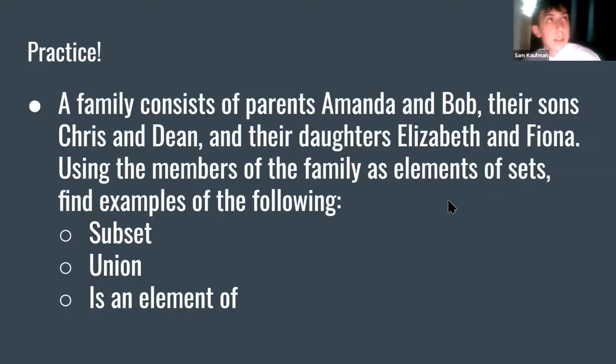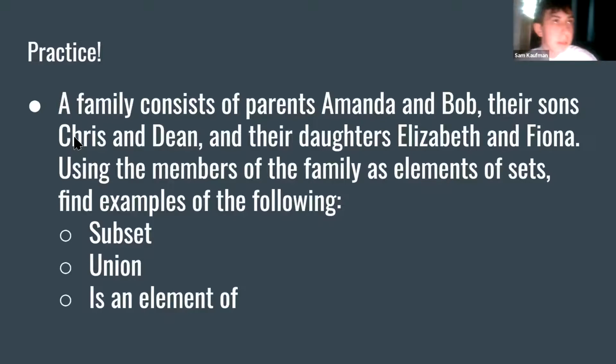So in this question, we've got a family. Parents Amanda and Bob, sons Chris and Dean, daughters Elizabeth and Fiona. Feel free to call them by their initials.